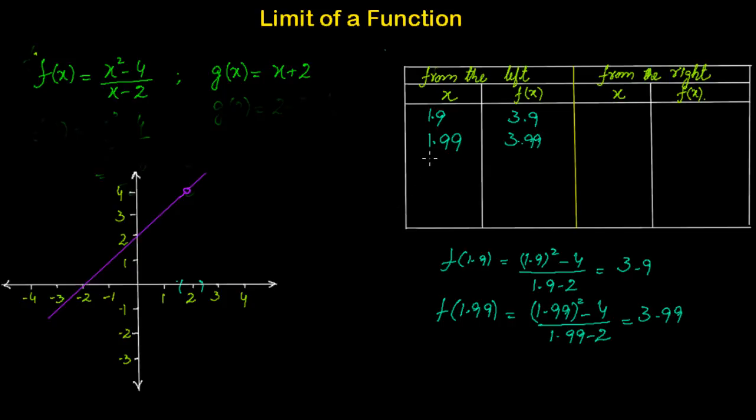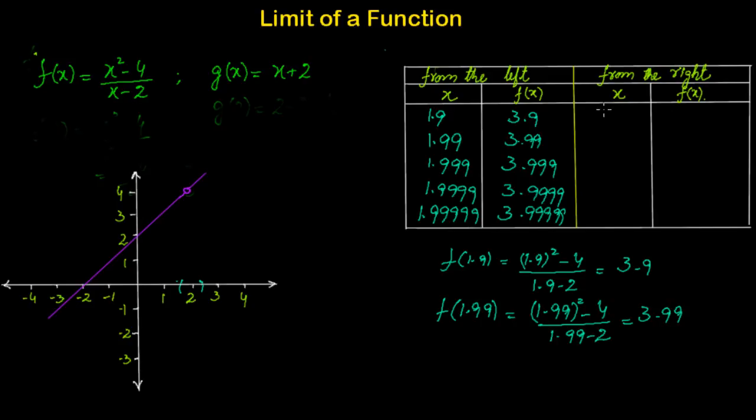Next point we'll be taking is 1.999. Similarly, the function value will be 3.999. Next point is 1.9999, and the function value we'll be getting is 3.9999. Last point we'll be taking as 1.99999, and the function value we'll be getting as 3.99999. Next, we'll be taking points which are to the right of 2 but close to 2.